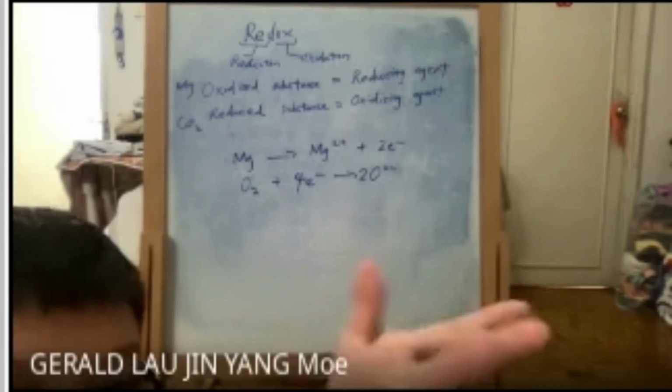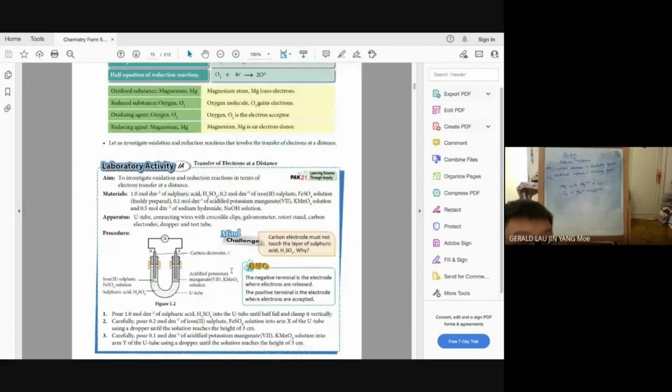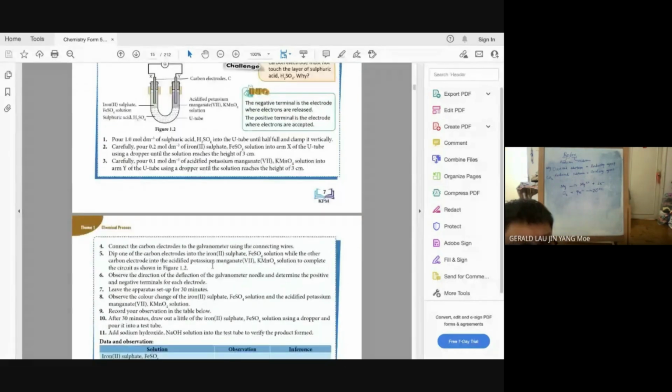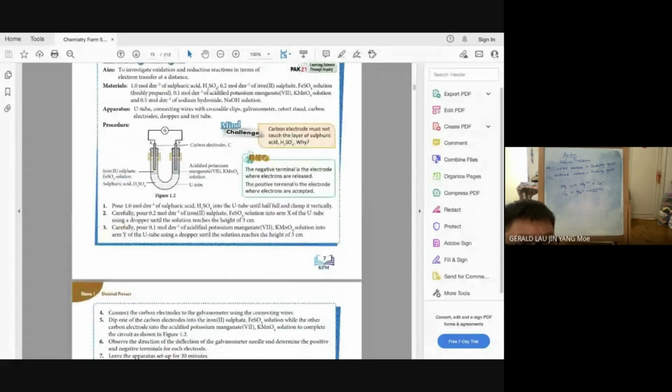Okay, so I'm sure every one of you has already conducted the U-tube experiment. So you look at here, arm X and arm Y. What is the result? Before you look at the result, make sure that it's connected to a galvanometer, and you must have sulfuric acid as an electrolyte for the transfer of ions. Remember, transfer of electrons happens through the connecting wire. Transfer of ions occurs through the electrolyte.